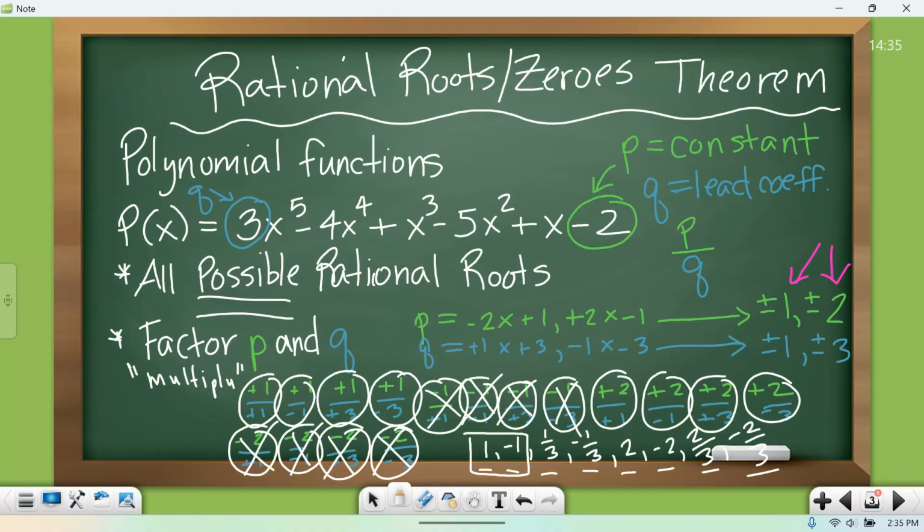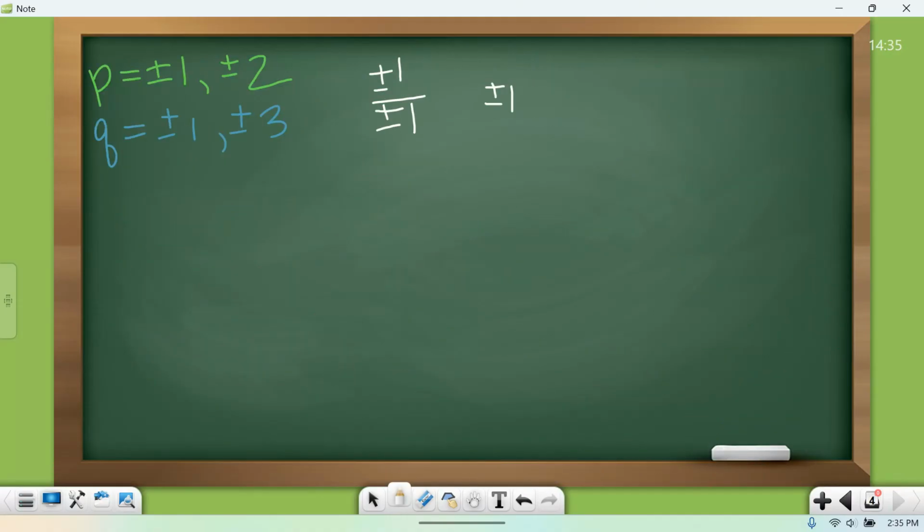Instead of me writing 2 separate numbers, I'm just going to pair them up because it's positive or negative. Now we can do the same thing with the next one. So I have positive or -1. I also have to put that over positive or -3. So I did this one first. Now I'm doing this one.